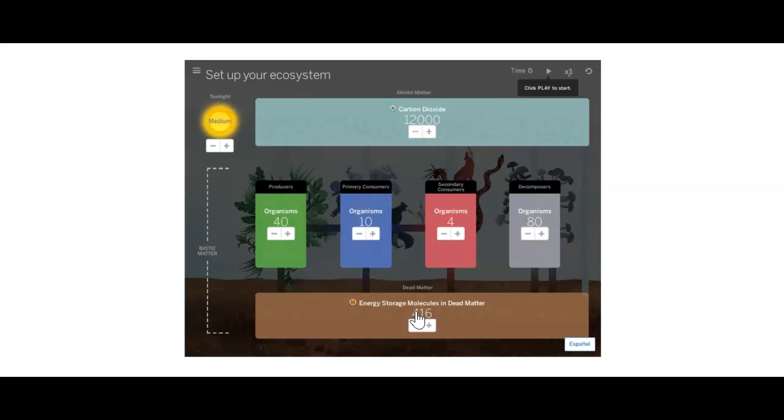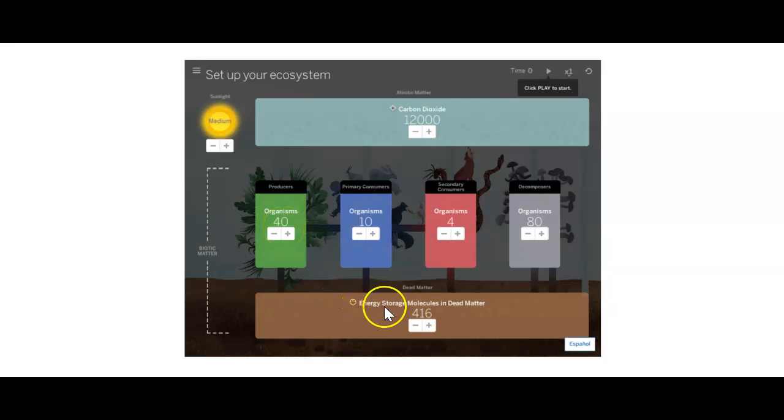So the first thing I'm noticing is that we have the sun, so it looks like we can adjust the sunlight. We have carbon dioxide in the atmosphere. It says abiotic matter. We have producers. We have primary consumers, secondary consumers, and decomposers. So it looks like we have 80 decomposers, 4 secondary consumers, 10 primary consumers, and 40 producers.